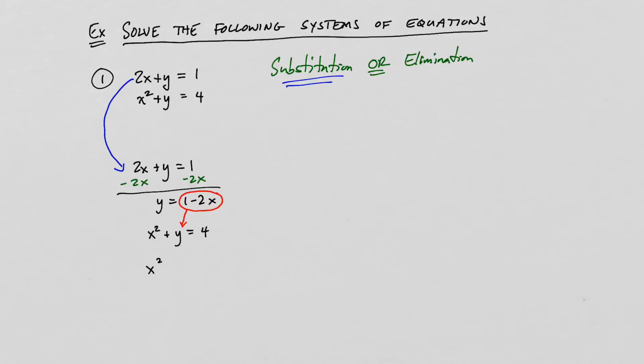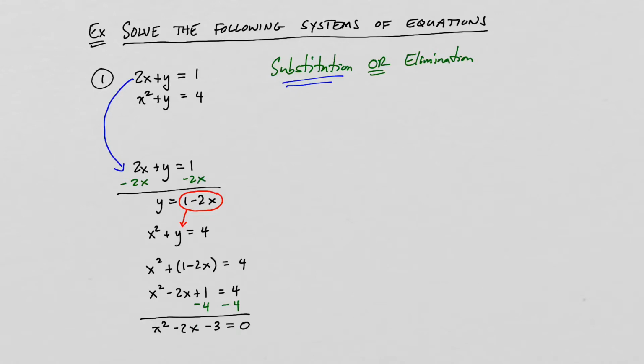When we do that, we get x squared plus (1 minus 2x), that's being substituted for y, is equal to 4. There's actually no need to have parentheses here. I put them to indicate that this was being substituted in for y. You should notice that this is just a quadratic equation. So we have x squared minus 2x plus 1 equals 4. Now we'll solve this by subtracting 4 from both sides, and that gives us x squared minus 2x minus 3 equals 0.